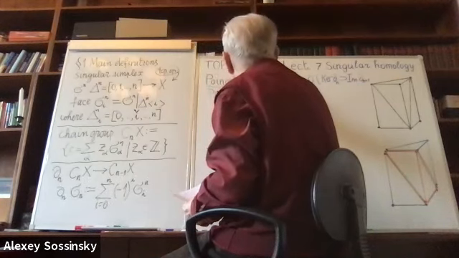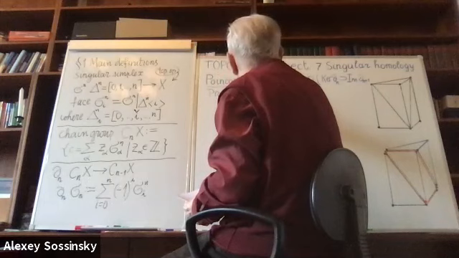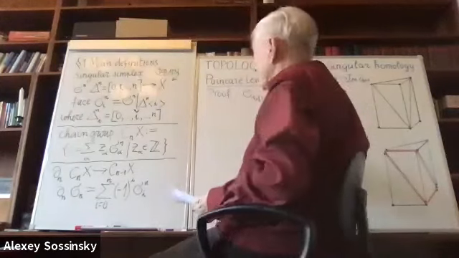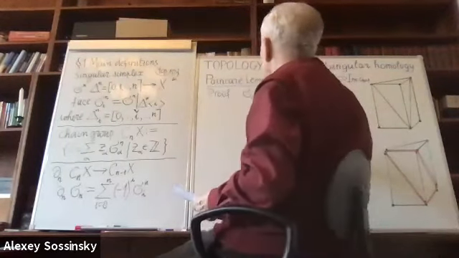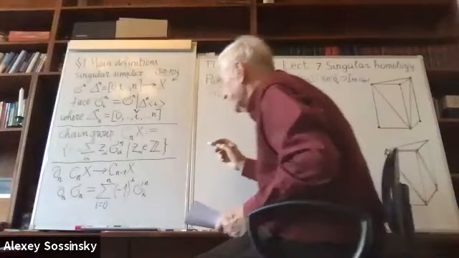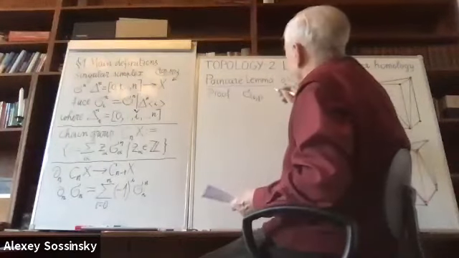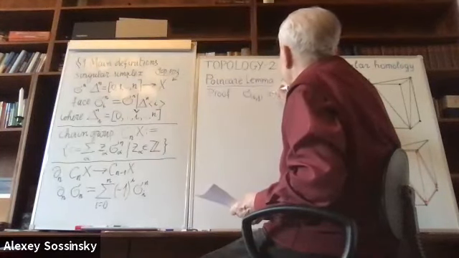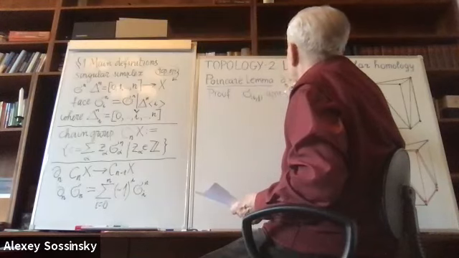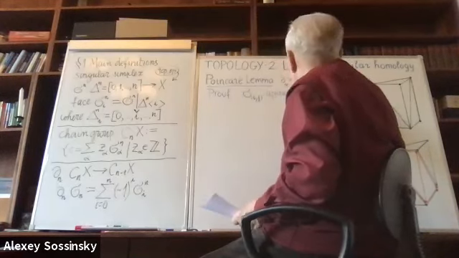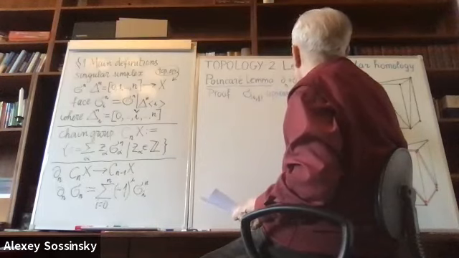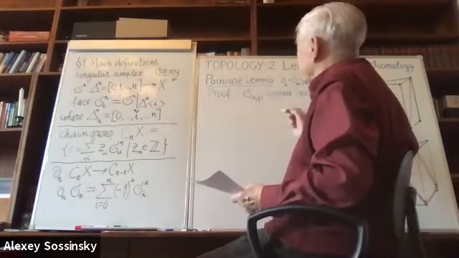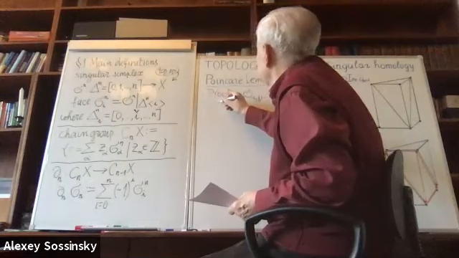And I will write very briefly: the simplex sigma i j, the one where the ith and the jth vertex have been omitted, appears twice with opposite signs. So much for that.